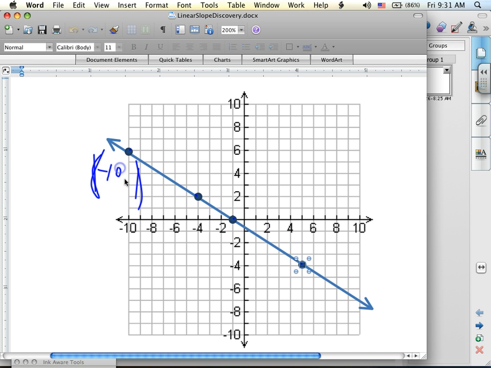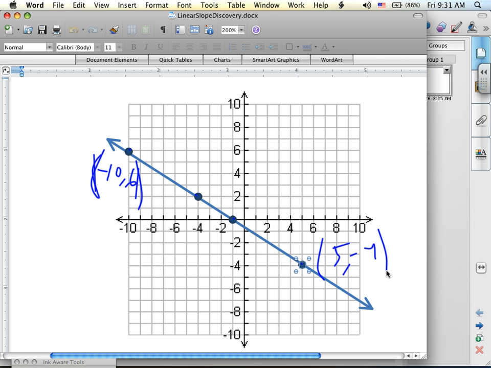Okay. So -10 and 6. Give me another coordinate right here. 5, -4. Right. I want you to use the 2 points and find the slope of the line. Is that hard? No.